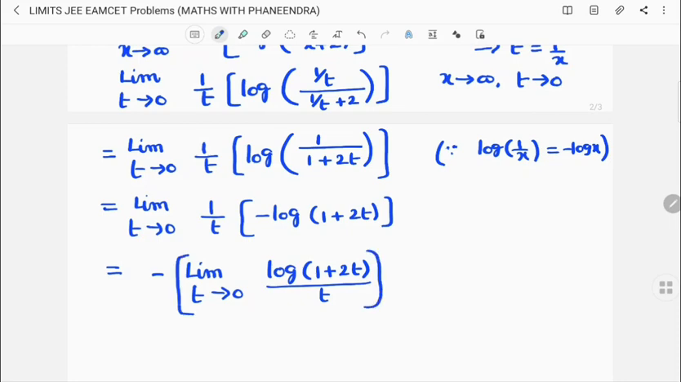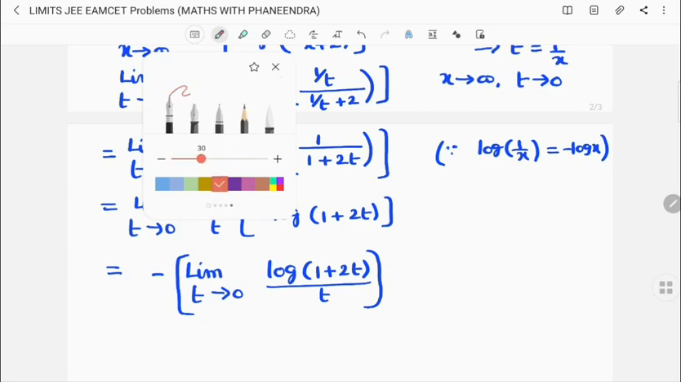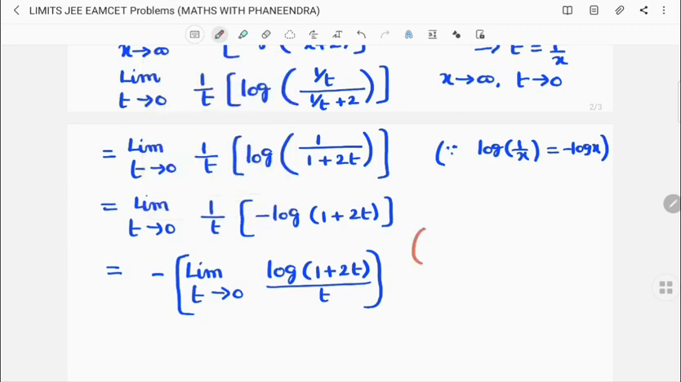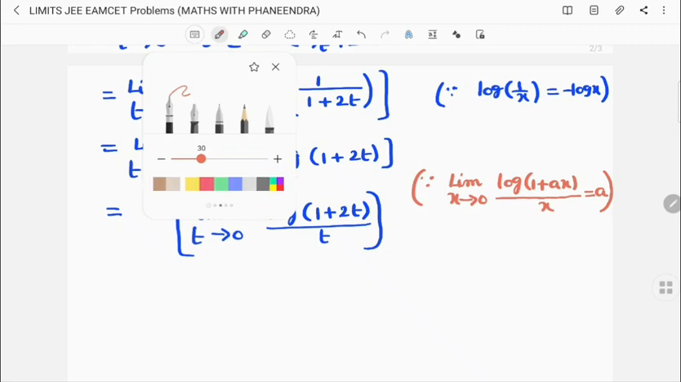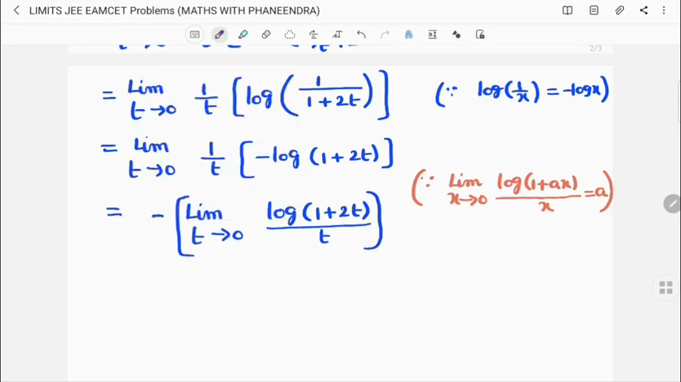We have a standard formula here. Here I am writing that formula. Which formula are we going to apply now? We have limit x tends to 0, log of 1 plus ax divided by x is equal to a. So by using this formula, this is equal to minus, and what is a here in this bracket? It is 2. So the answer is minus 2.